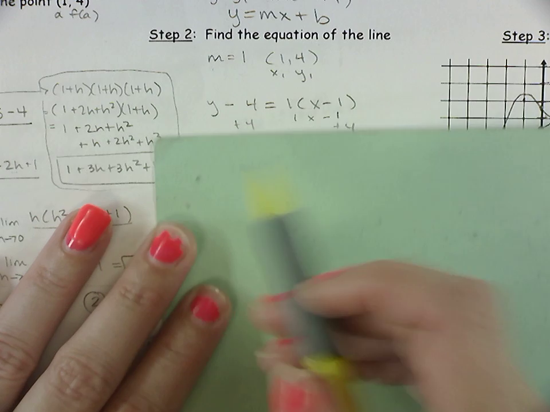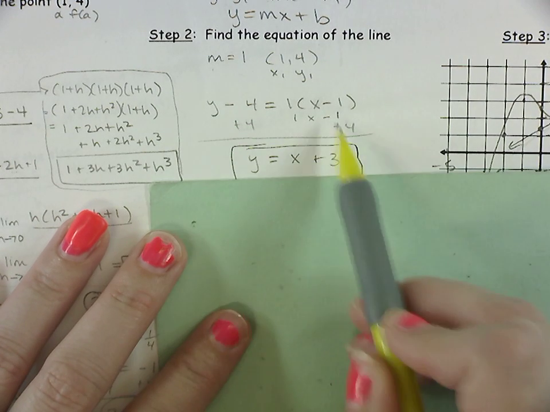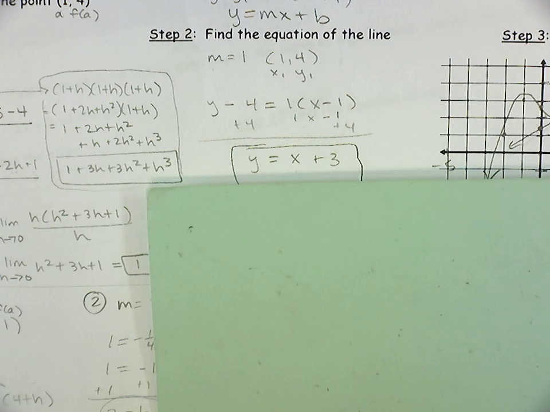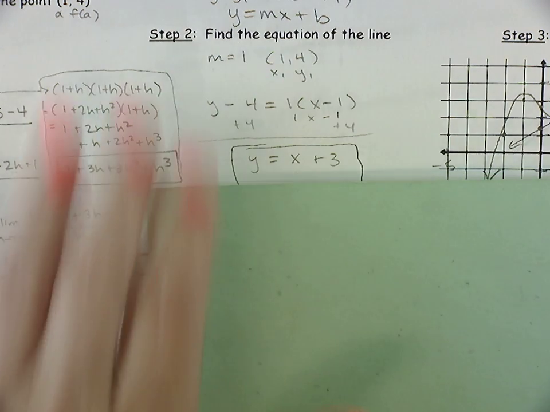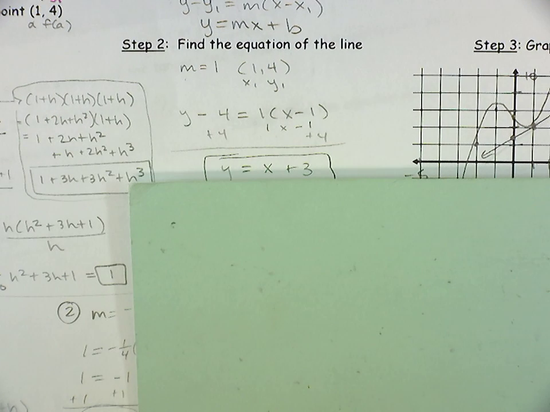So if you distributed the 1, you're still going to just have 1x minus 1. So I'm going to add 4 to both sides. So negative 1 plus 4 is 3. So 1x is just x, so y equals x plus 3. So now we're going to graph that.